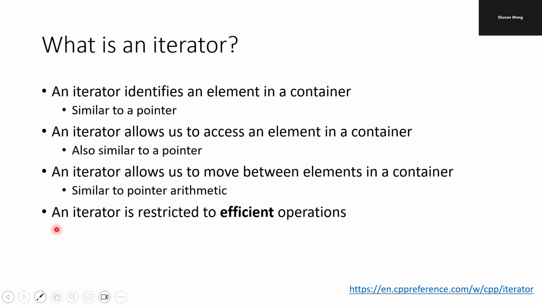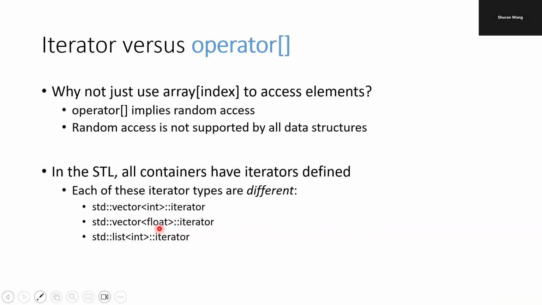And it's restricted to efficient operations. This means that many operations for iterators are not defined because they're not efficient enough, so they're just not implemented. And this depends on the type of container it's defined for.